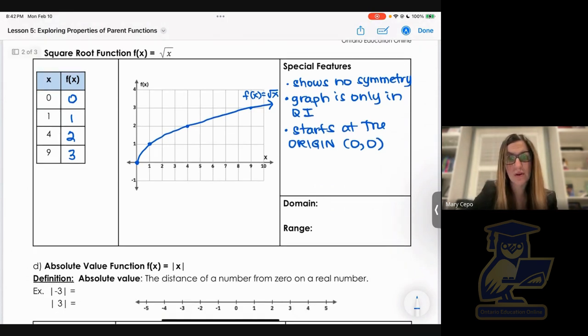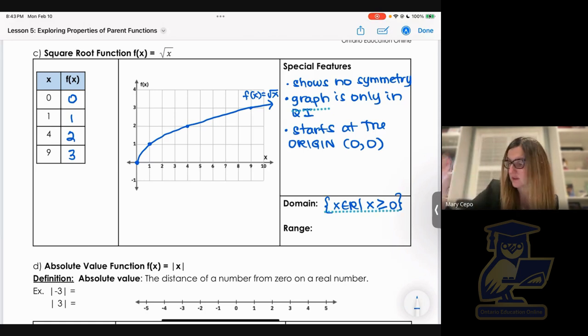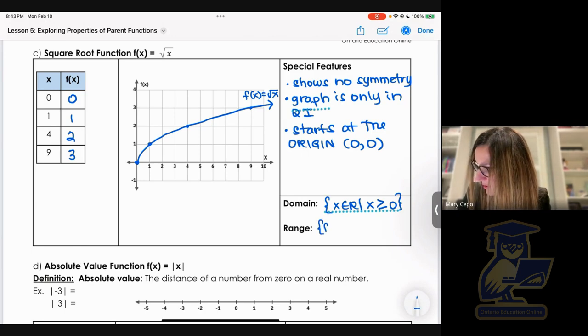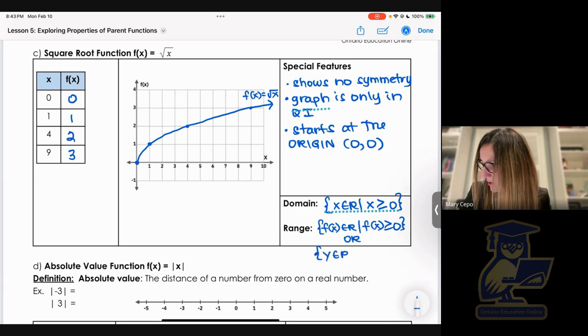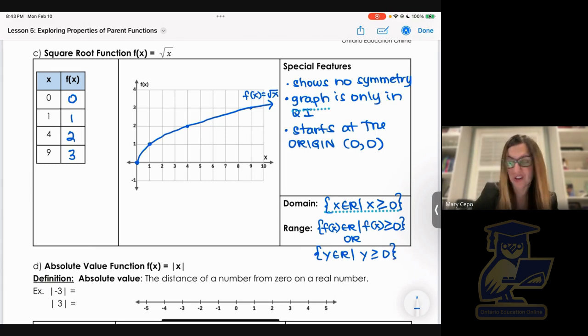The domain. Now it starts at (0, 0), and then it increases. So there is a restriction there. It's never going to have a value less than 0. So in this case, the domain, x is able to be anything, however, it has to be greater than or equal to 0. The range, same idea. It starts at the origin and then the y values increase. So we're going to say f(x) is an element of real such that f(x) is greater than or equal to 0. Or if you want to use y is an element of real such that y is greater than or equal to 0. Keeping in mind f(x) and y are interchangeable.